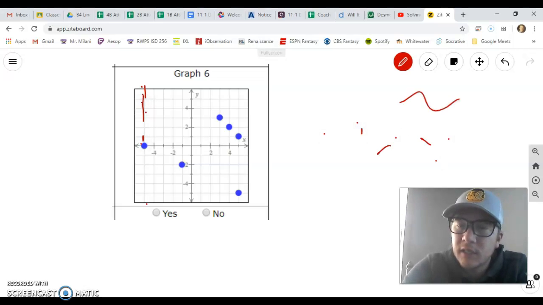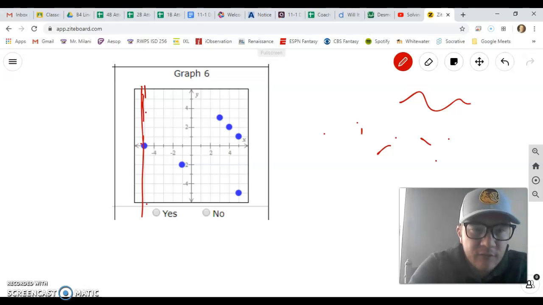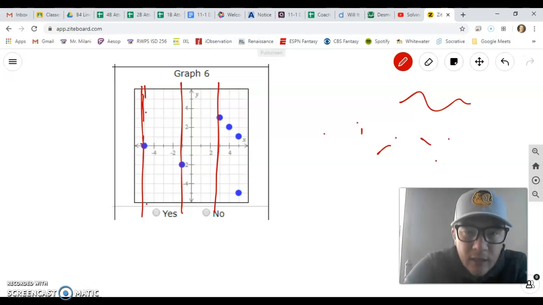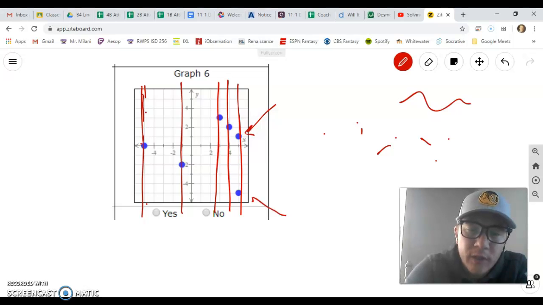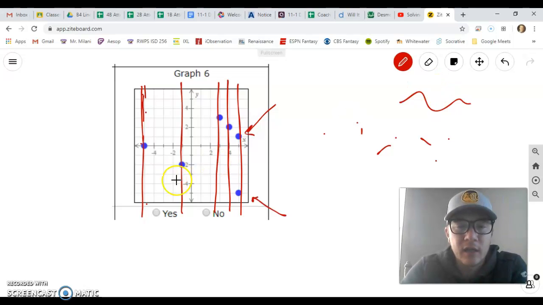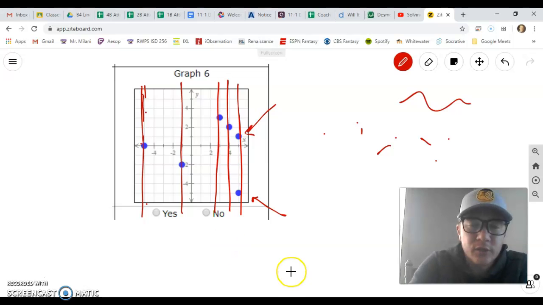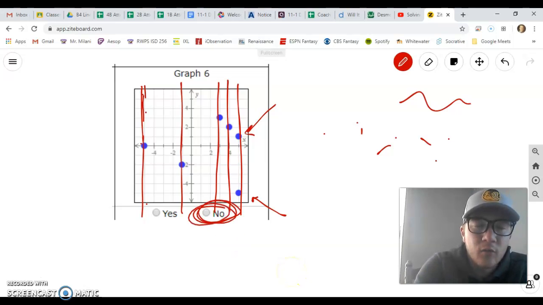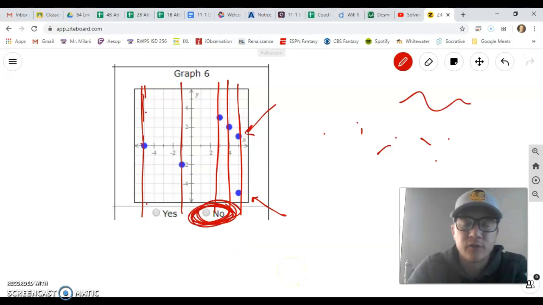Glitching again. There we go. If there's any other points on that vertical line. Nope, that one's good. This one, nope, that one's good. That one's good. That one's good. And this last one, we see that there are 2 points ending up on that line going up and down. So this would then be a no. We do not have a function.